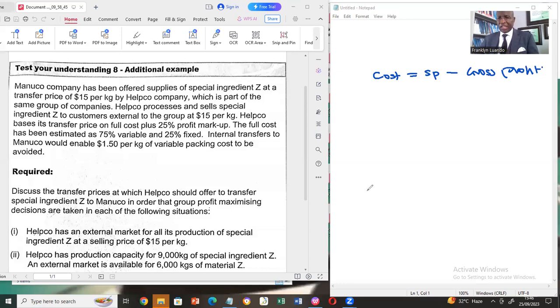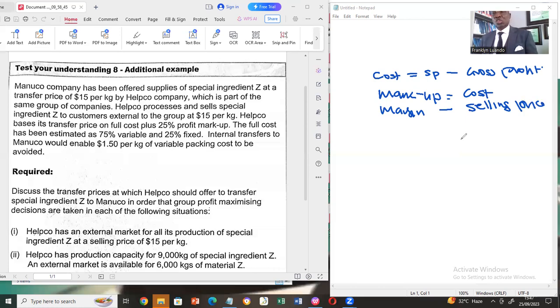So now the examiner may use the terms markup. Markup is the gross profit on cost. Margin is the gross profit on sales, selling price. These two terms are very important. Markup is the gross profit on cost. Margin is the gross profit on selling price. So if you are given the markup and you are not given the cost of production, you need to change the markup to margin. Let me just share with you how you change it.